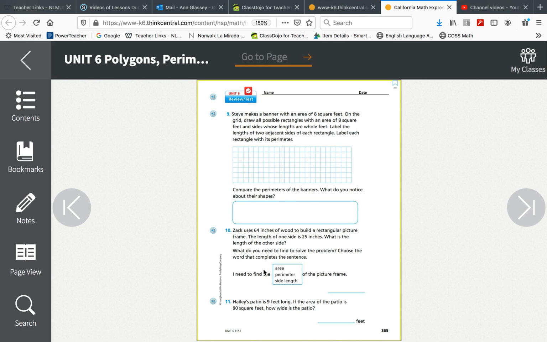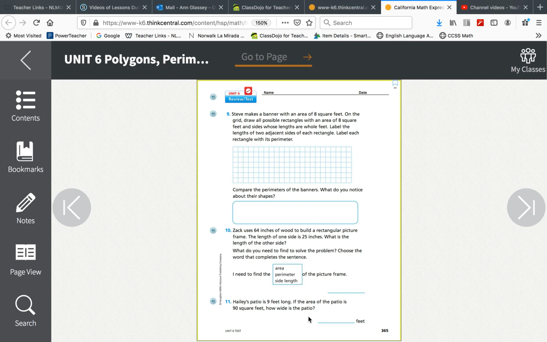Now, you need to know, are you trying to find the perimeter, the rim around the edge of the picture frame? Or are you finding the area? Or are you finding the side lengths? What are you finding here? When you draw your rectangle and label one side 25, what do you know about the other side for sure? Those two numbers will give you some information that you need in order to find the adjacent side length.